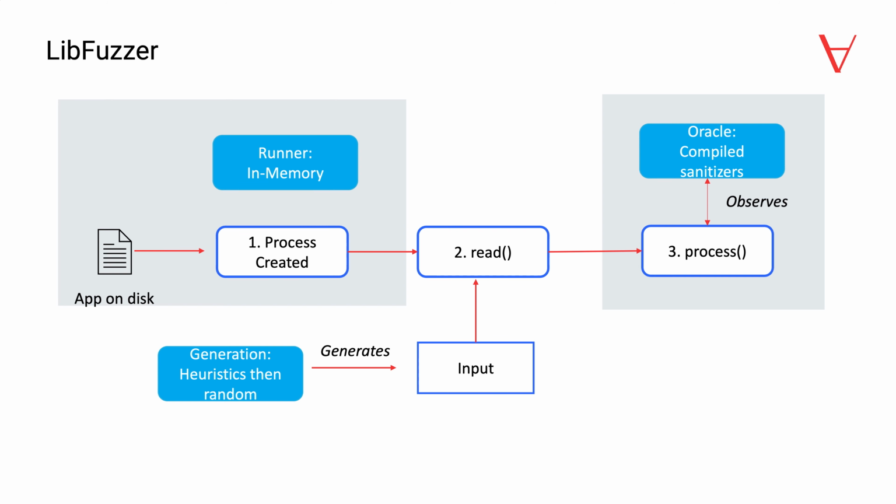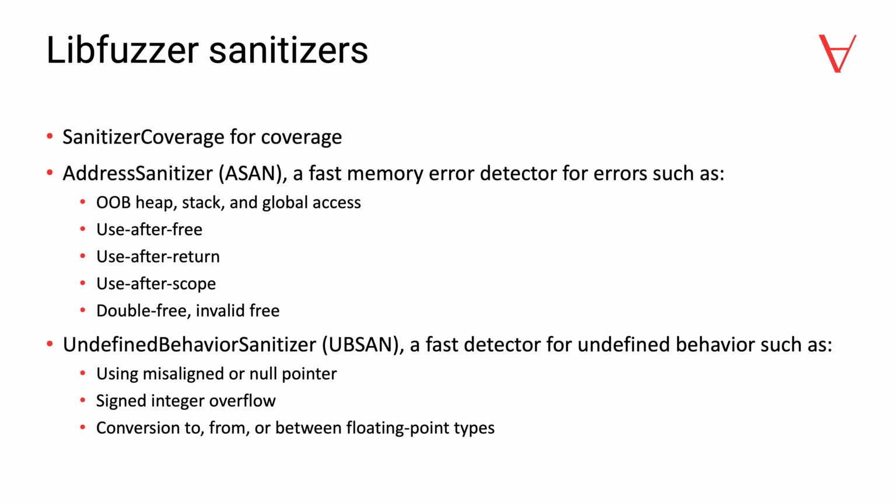Now the oracles are also different. When you look at Libfuzzer, its oracles are based upon compiled-in sanitizers or compiled-in instrumentation. AFL, as I mentioned, is really based upon Unix signals, signal abort, while here we can compile in more fine-grained instrumentation. So sanitizers get compiled in. Well, there's one called sanitizer coverage, which instruments the application to include coverage. But then the most popular, for actually detecting bugs, is address sanitizer, also called ASAN.